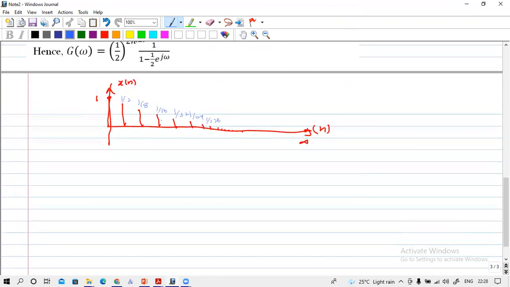It is very easy. You have to use that identity, which you already have: capital X of omega, the Fourier transform of x[n], is equal to the sum from n equals minus infinity to plus infinity of x[n] e to the power minus j omega n. So this is the identity you have to use. You know that n is from 0 to plus infinity, so you have x[n] e to the power minus j omega n.